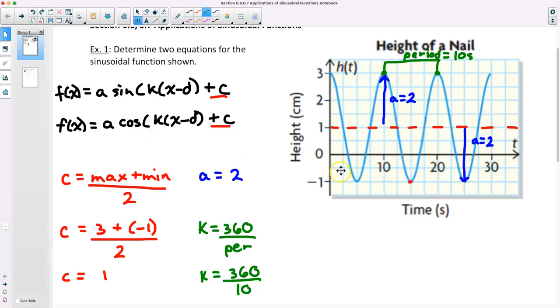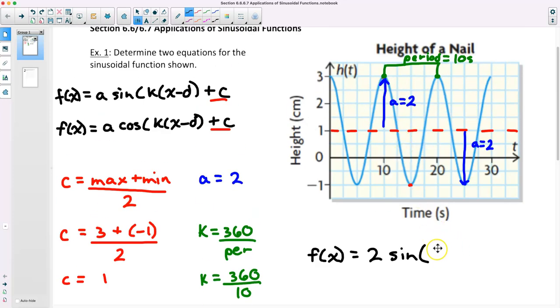Okay, so for example, let's take a look at sine first. Let's rewrite our equation over here and fill in exactly what we're missing. So f of x is equal to, we know a, which is equal to 2. We're going to look at sine. Our k value, we calculated, is 36. Then we have inside here our x. We're going to leave a little bit of a gap, and since c is positive 1, we're going to put plus 1 right over here.